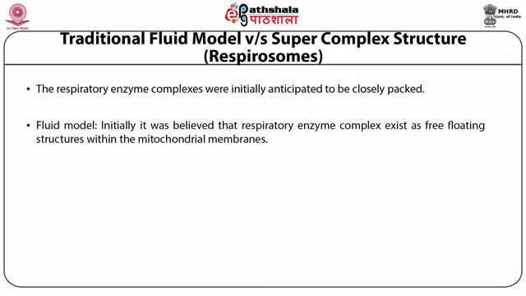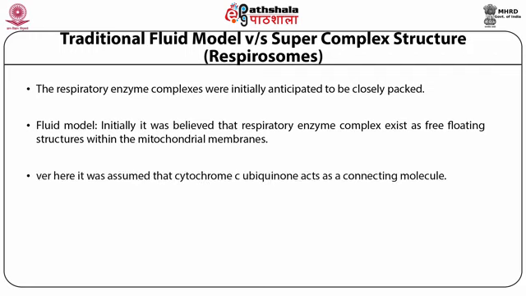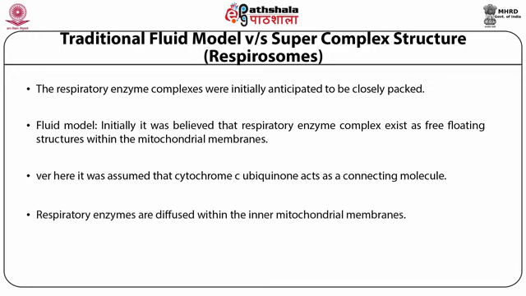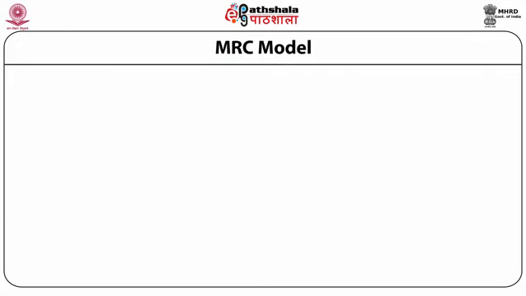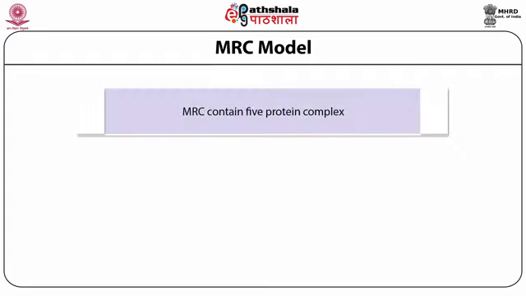Initially, it was believed that the respiratory enzyme complexes exist as free-floating structures within the mitochondrial membrane. Here, it was assumed that cytochrome C and ubiquinone act as connecting molecules. Respiratory enzymes are diffused within the inner mitochondrial membrane. In this model, the respiratory complexes are observed to be free units set in the inner mitochondrial membrane. MRC model: the mitochondrial electron transport chain, that is the mitochondrial respiratory chain, consists of 5 protein complexes.